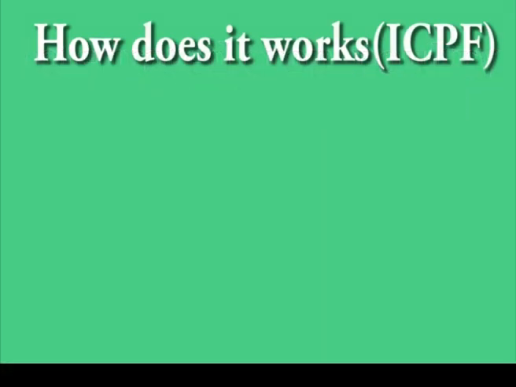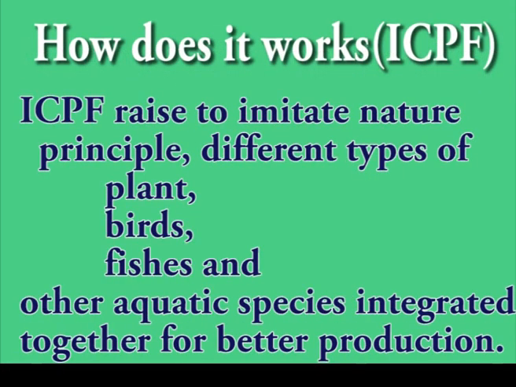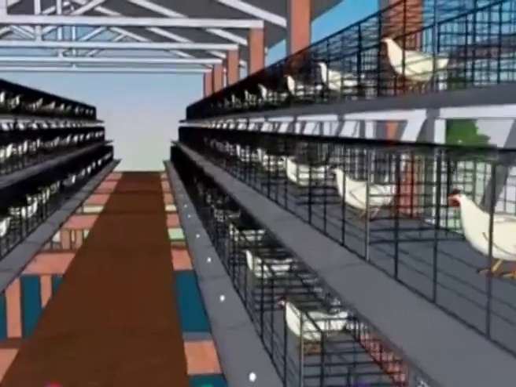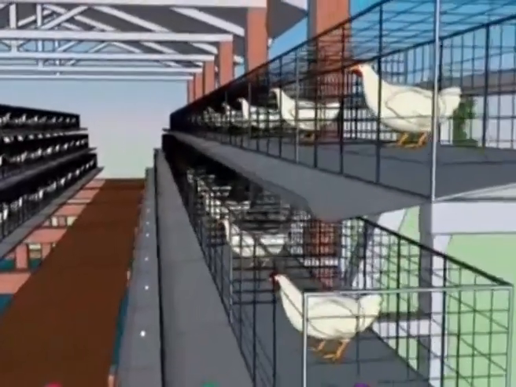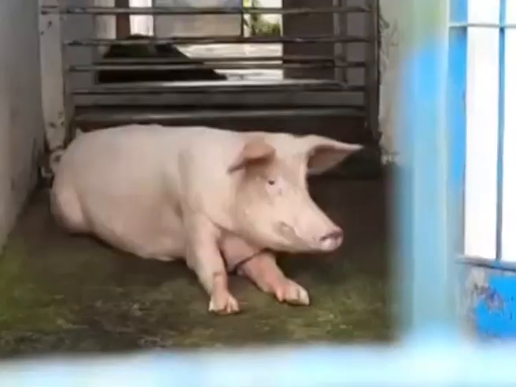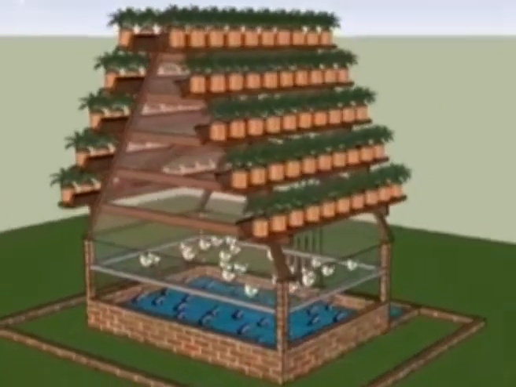How does ICPF work? ICPF tries to imitate nature's principle: different types of plants, birds, fish and other aquatic species integrated together for better production. These are combined in such a proportion that they help each other. One is encircled and resourceful to the others in low external input agricultural techniques.